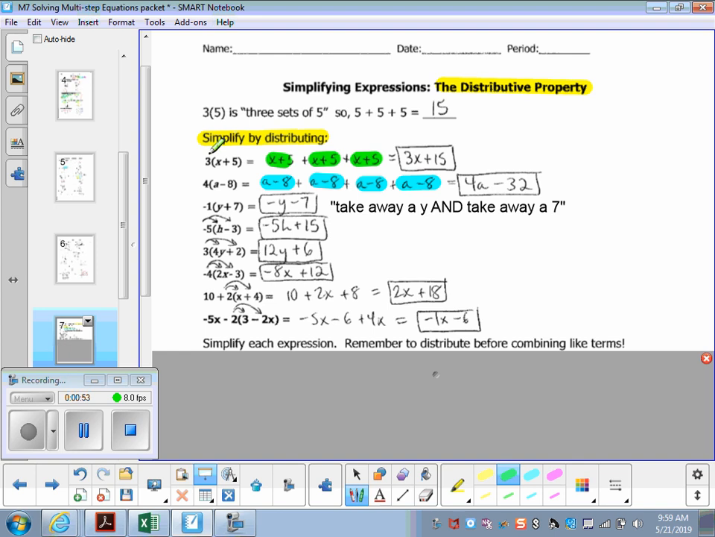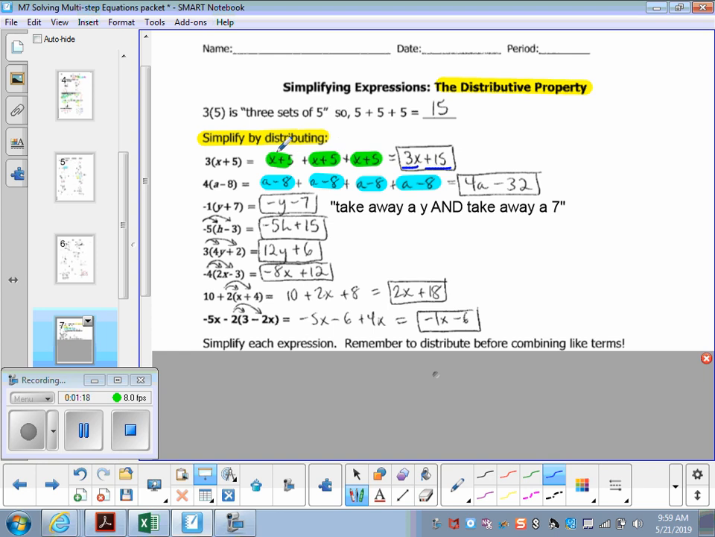3 sets of x plus 5. So here are my 3 sets of x plus 5. There's 1, there's 2, there's 3 in green. And so now when you combine like terms, we have 1, 2, 3 X's right here, and then 5 plus 5 plus 5 is 15. So 3 sets of X plus 5 is really 3 X's, and then 3 sets of 5, which is a 15.